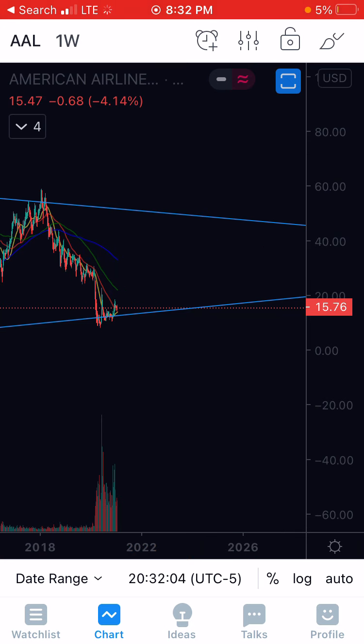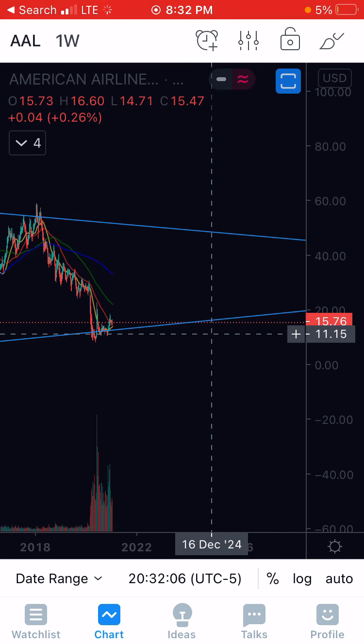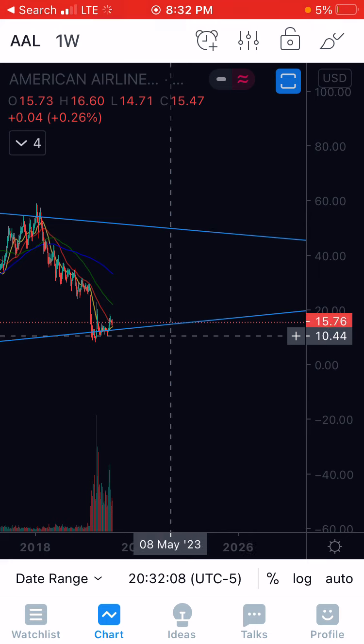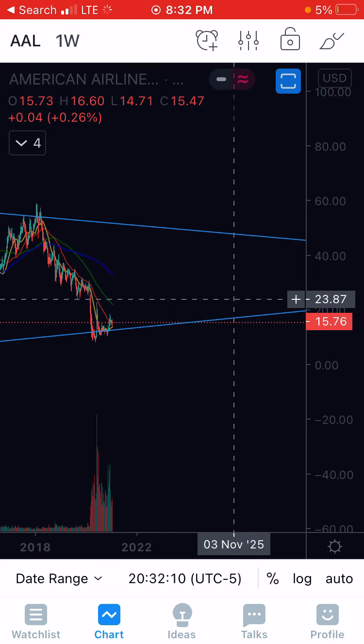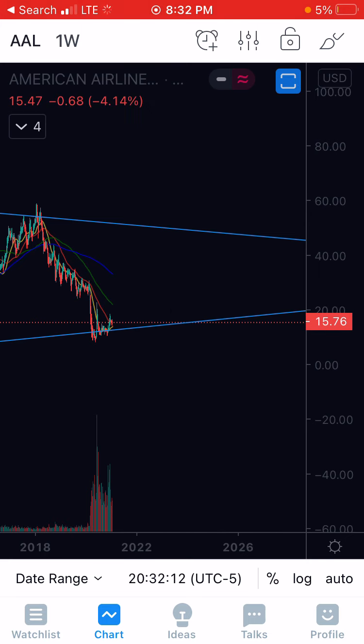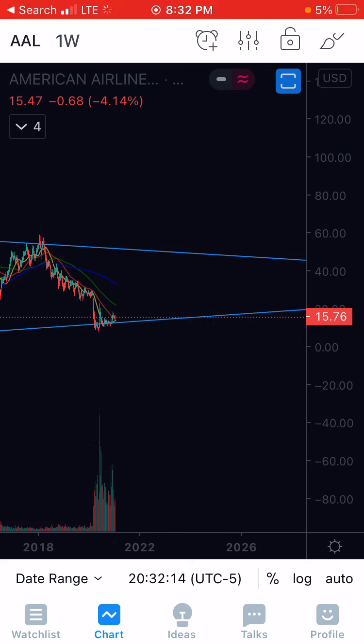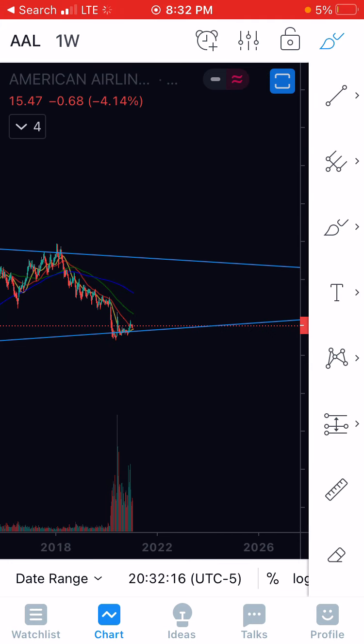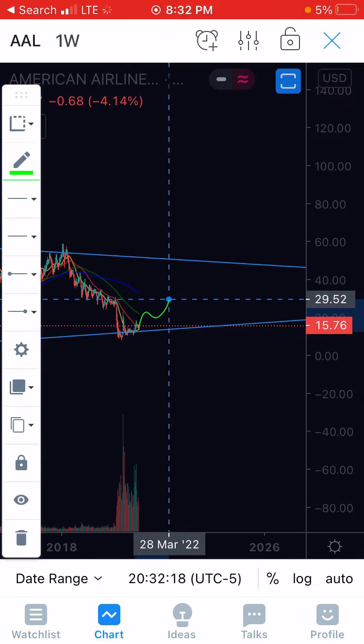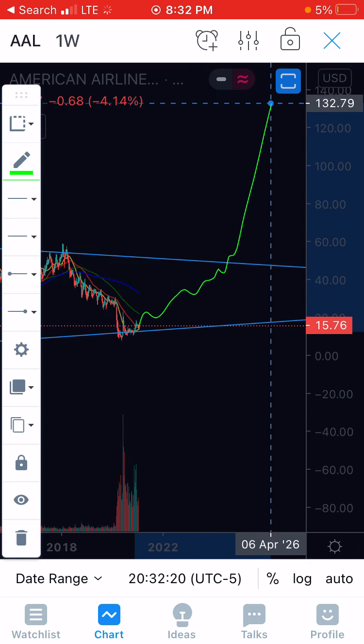So you can't really just say, well, we should break out sometime in 2025. You could say that, but it's very possible that this thing could come up here and work its way up at any given time and blast off just like that.